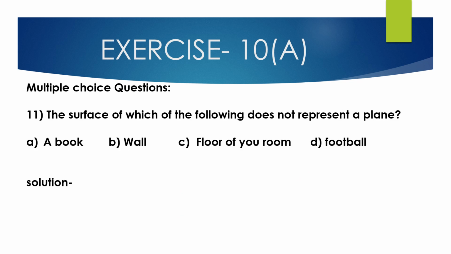Now question number 11, multiple choice questions. The surface of which of the following does not represent a plane? Book. Book represents a plane. Wall also represents a plane. Floor of your room, this is also a plane. Football, this is not a plane, this is a sphere. So option D, football does not represent a plane. So option D is correct.